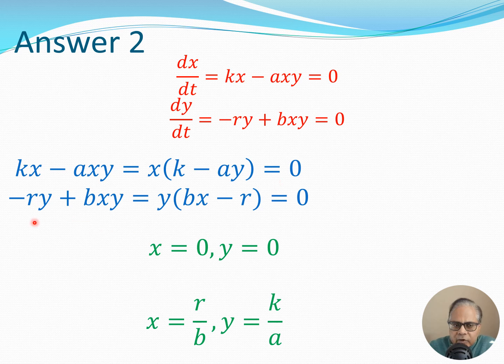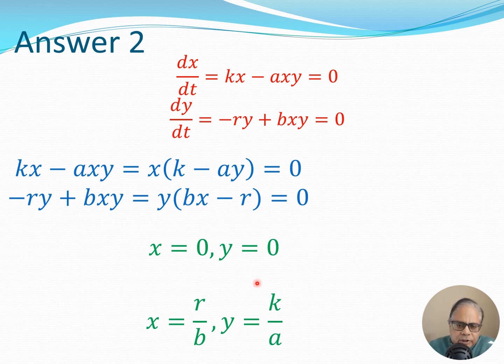In the second case, what I can do with the minus ry plus bxy term, I can take y out and I get bx minus r. This entire thing is equal to 0. Now, essentially, I know from these two equations that I could get two solutions. One, of course, is x is 0, y is 0. That would solve this system and that would be a critical point. The second solution, which is more interesting, is that x is going to be r by b and y is going to be k by a.